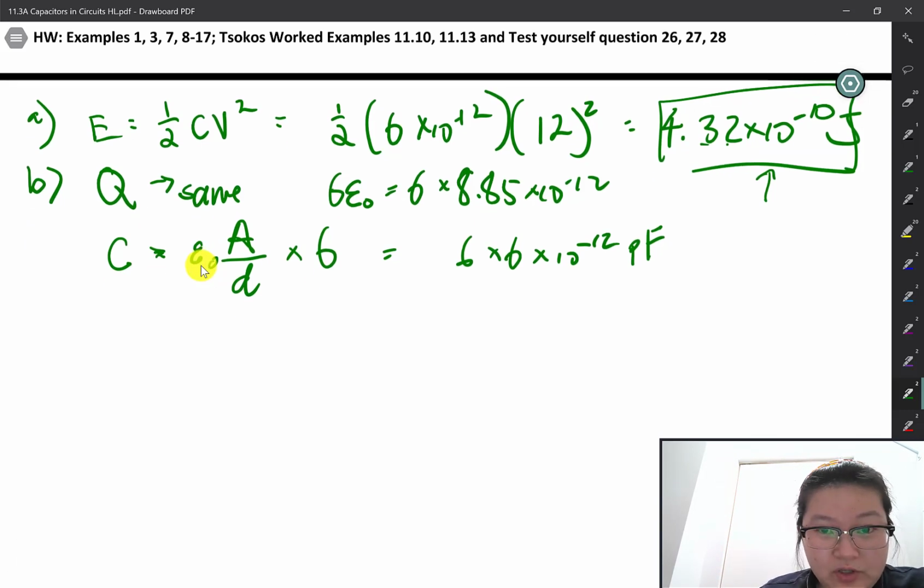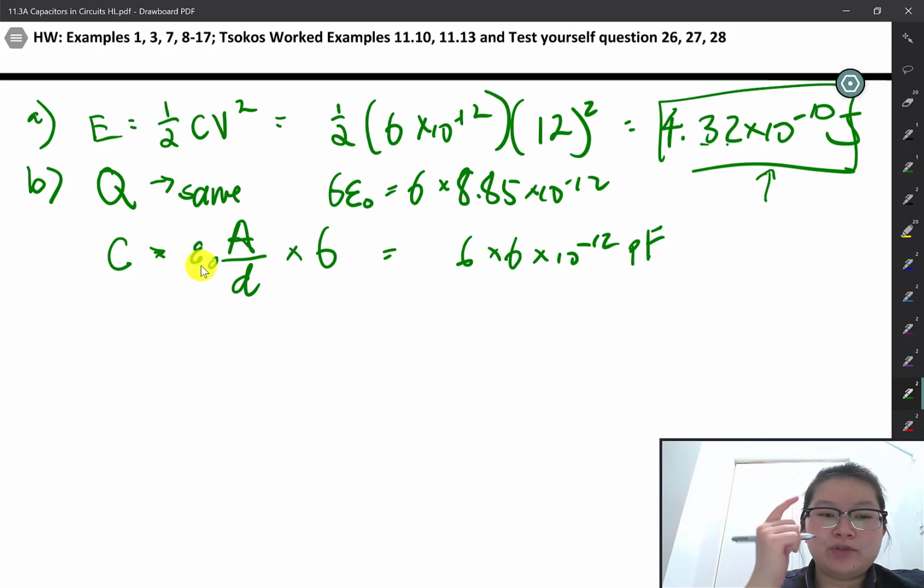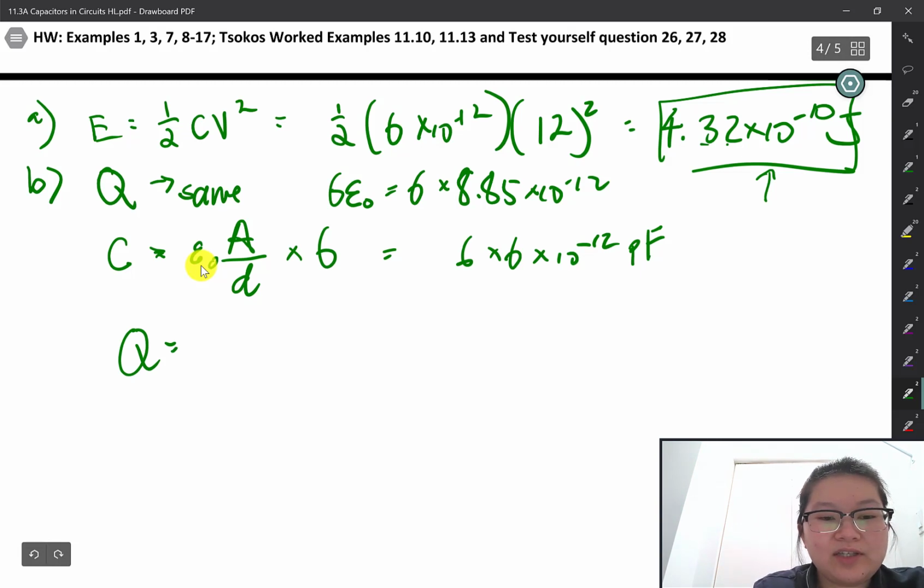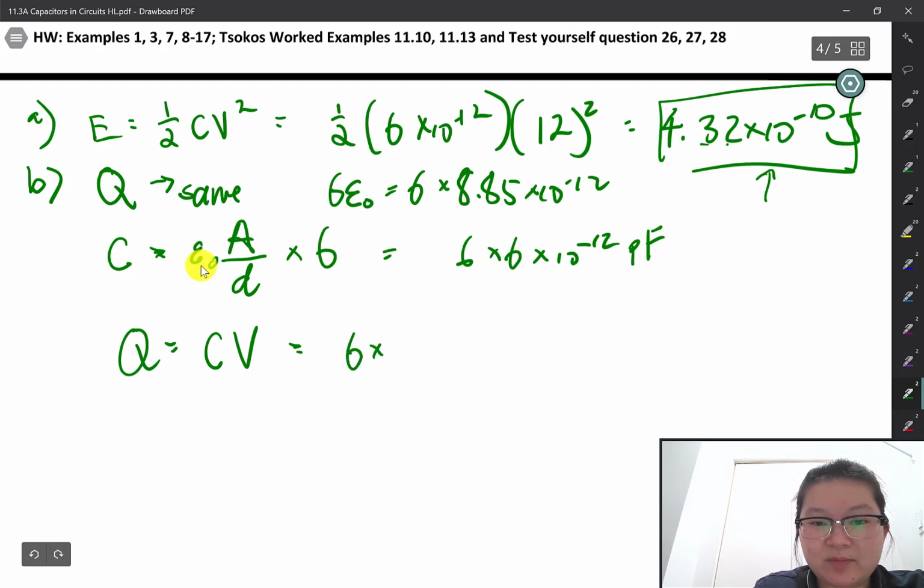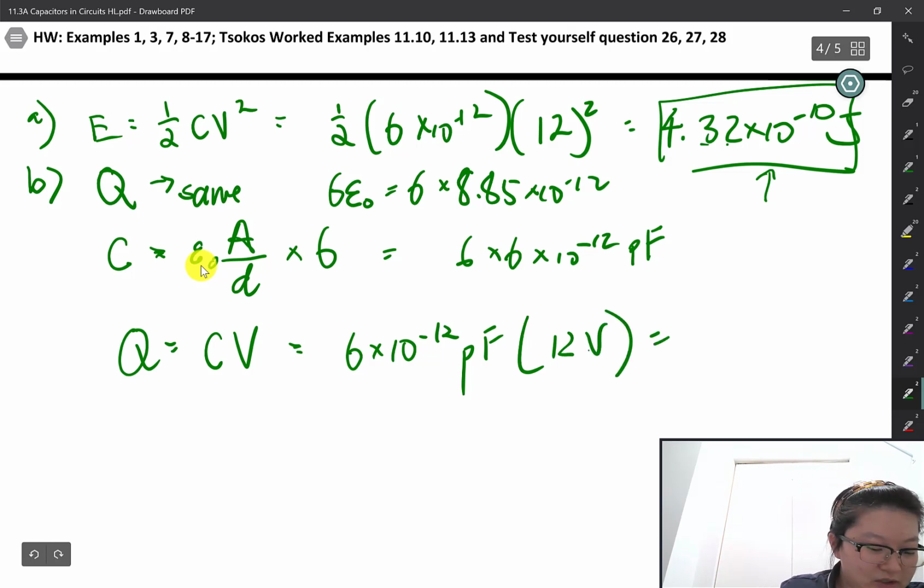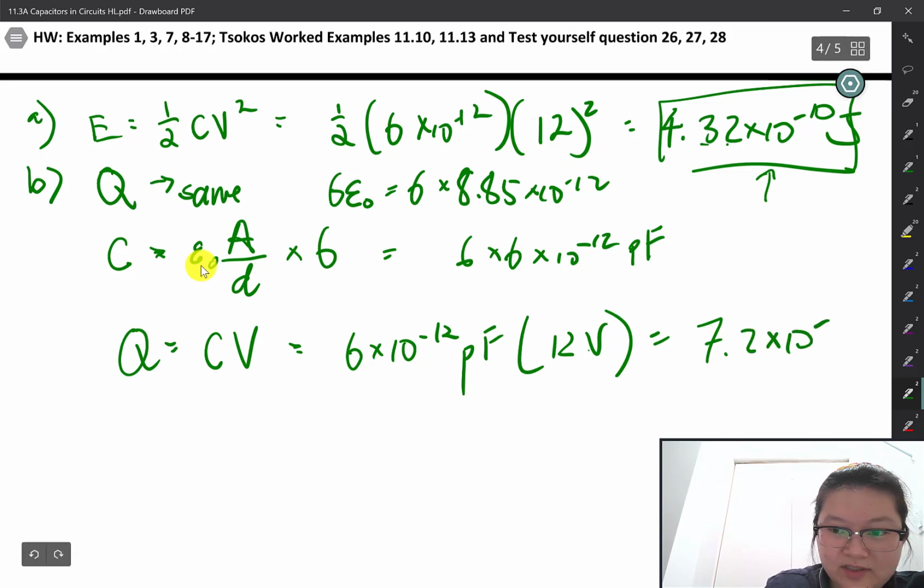Now that we know C, we know the Q must be the same as before. We can use our previous situation to calculate the charge stored on the capacitor. Before the battery was removed, there was a certain amount of charge stored in the capacitor. So Q is equal to CV, in which C is the original capacitance, because this is before the battery was removed, times the voltage. That's 6 times 10 to the power negative 12 times the voltage, 12 volts. I'm using the old capacitance because we're trying to find the charge stored before the battery was removed and before the dielectric was inserted. So this is what I get for the charge.